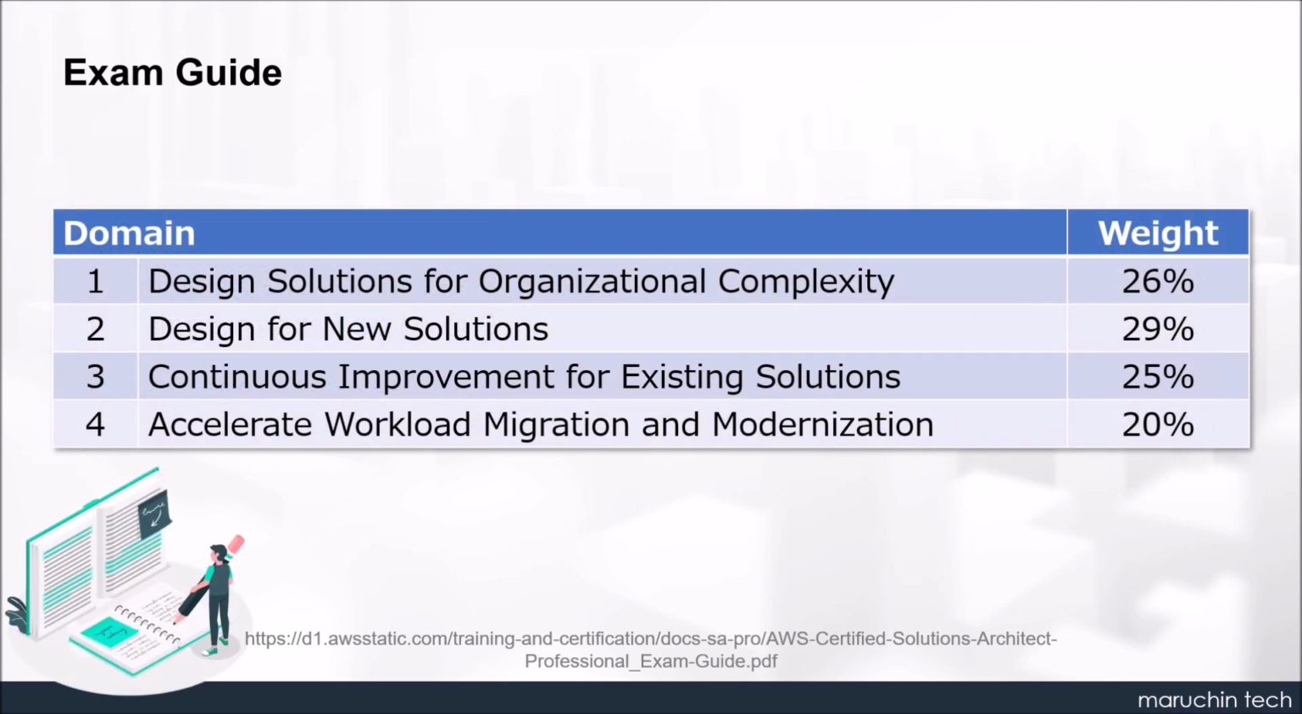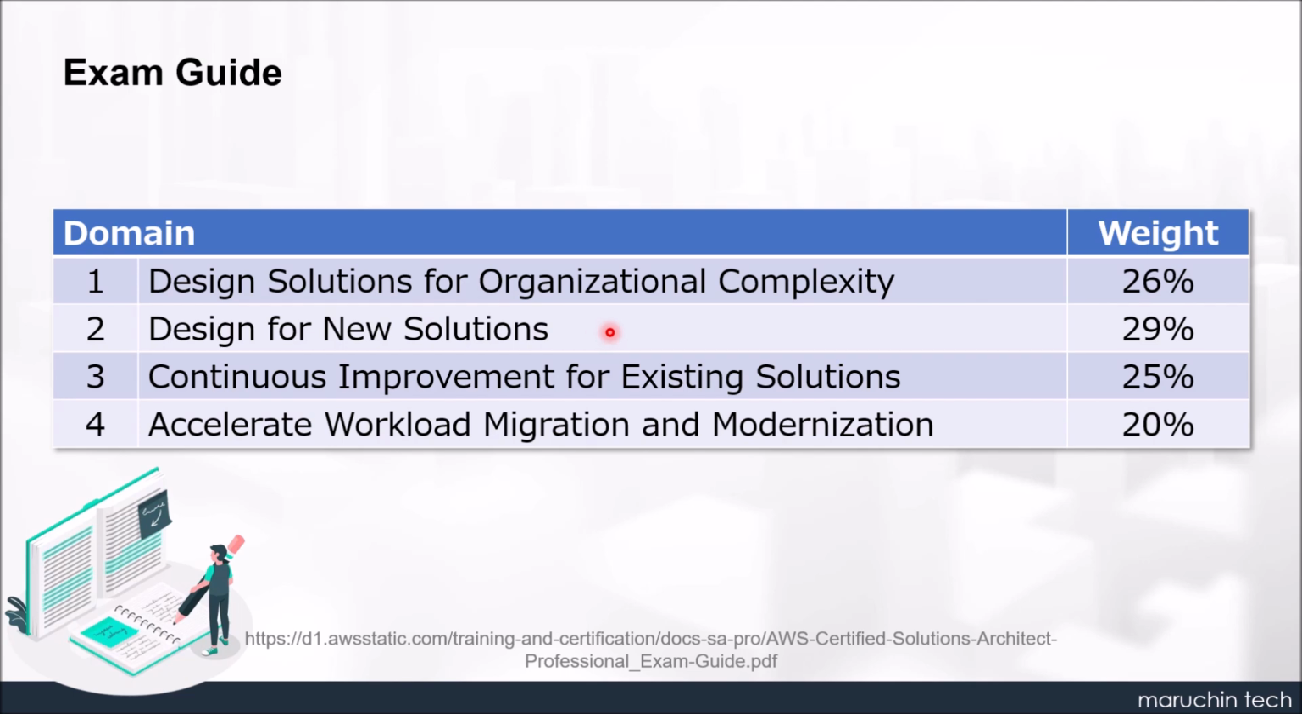And next, I will introduce the exam domains. In the professional exam, the domains listed here are tested according to the respective weightings. In designing the solution for organizational complexity, the scenario involving the multi-region network infrastructure and multiple organizations are tested. In this domain, multi-account management, such as managing permissions and cost using AWS Organizations, AWS Control Tower, and the security-related tools are tested.